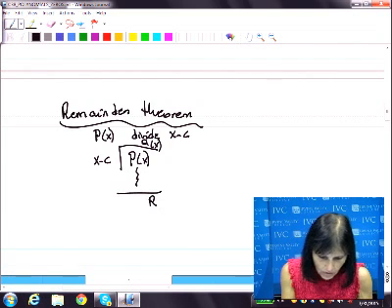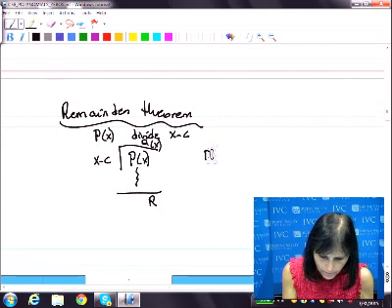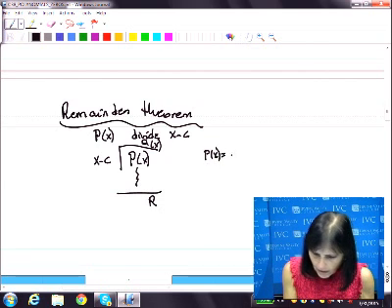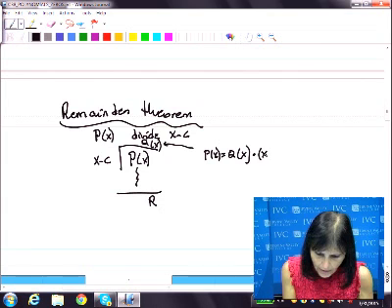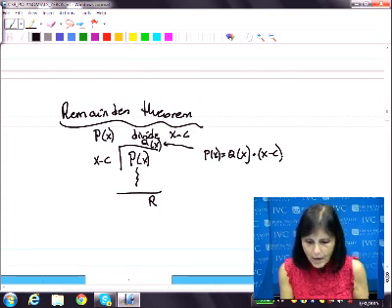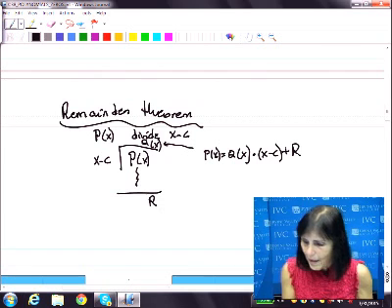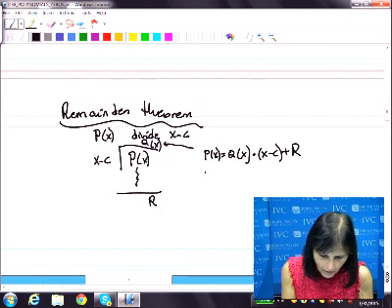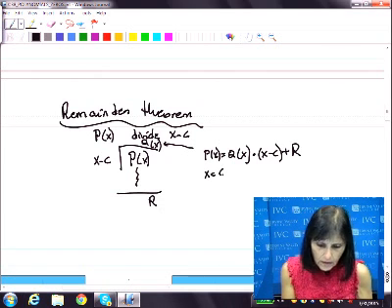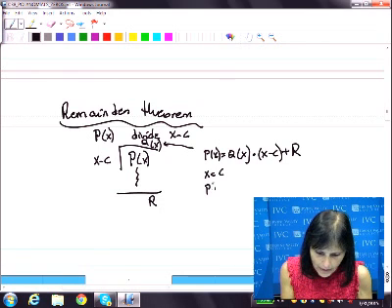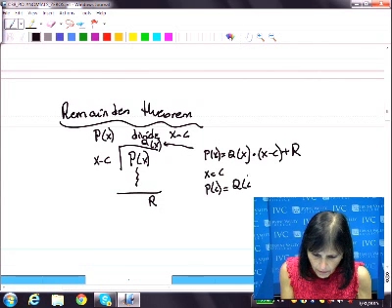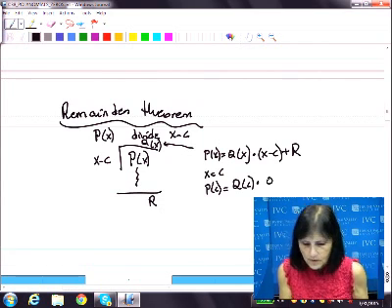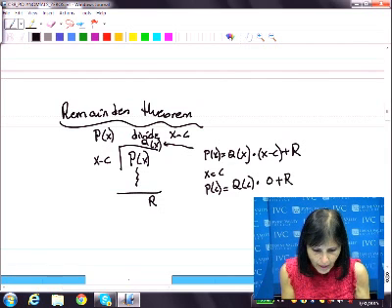Now, what does that mean? So p of x is going to be the quotient, the answer you get from here, times x minus c, and then if there is a remainder, you add that remainder. Now, let's plug in x equals c. Look what happens. That means p of c is going to be q of c times 0, because c minus c is 0, plus r.